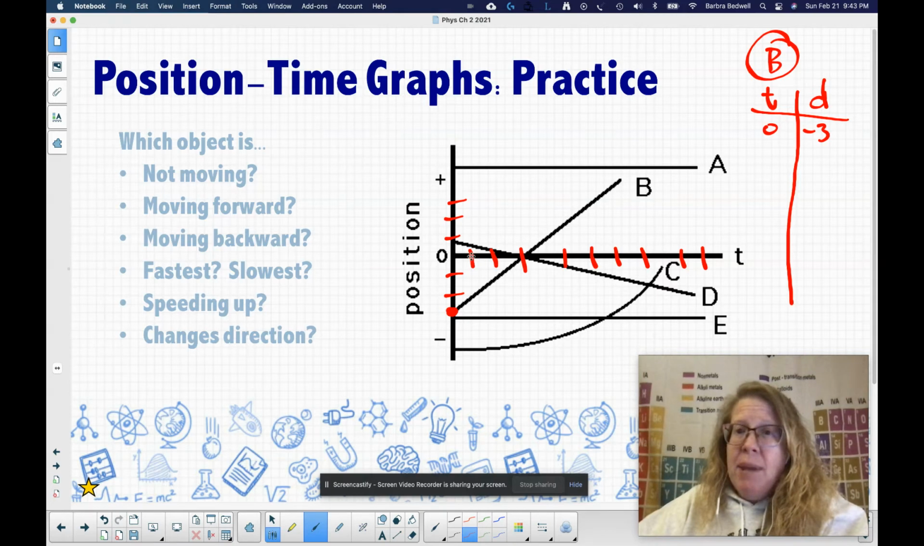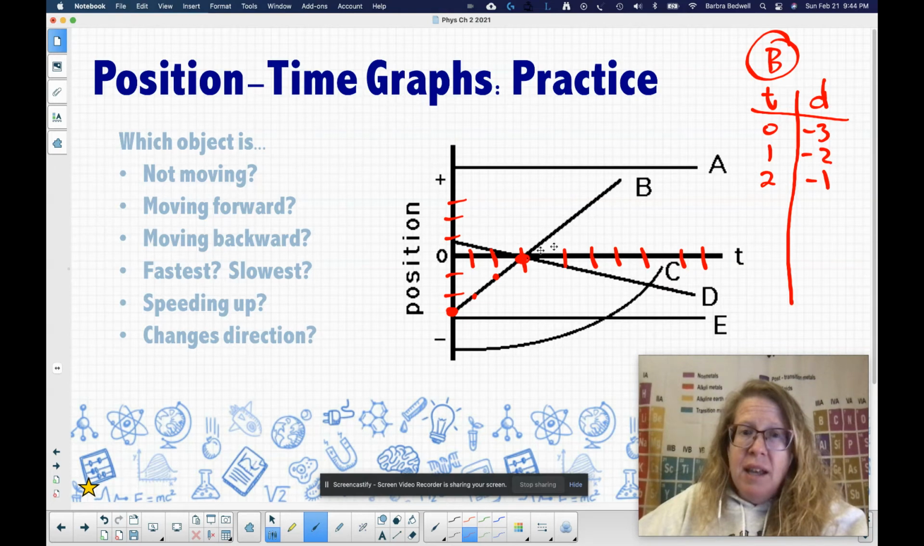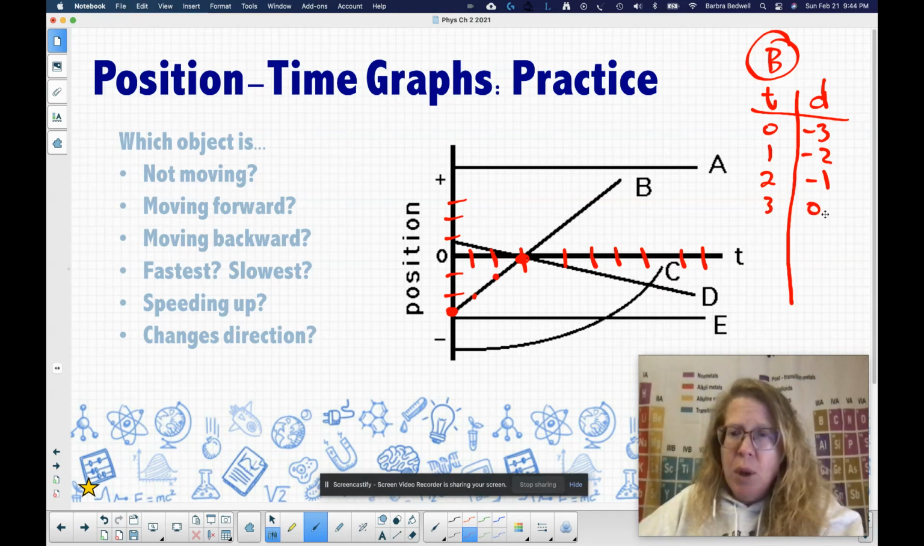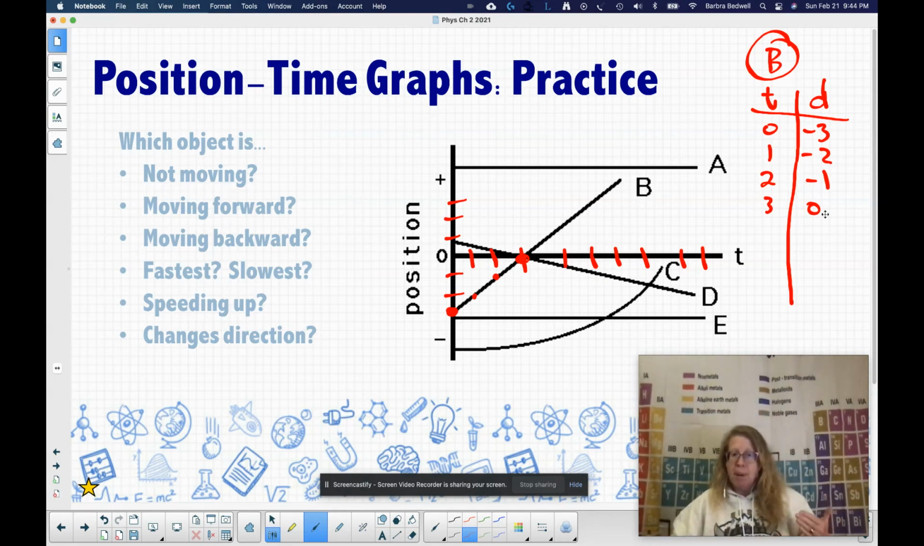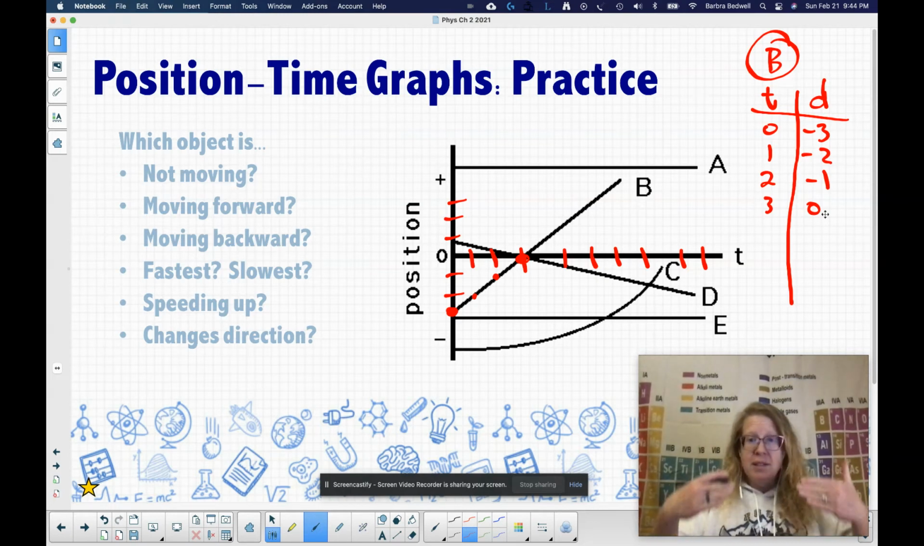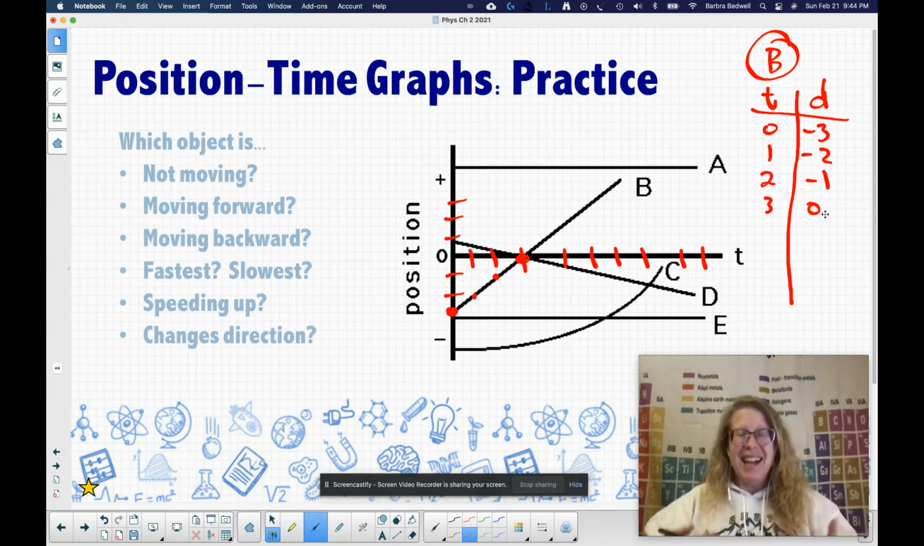So at time equals 1, where is our individual now? Our individual was at -3, and now our individual is at -2, right here. And then at 2 seconds, our individual is at -1. And at 3 seconds, our individual is at 0. Now, what the heck does that mean? That individual started behind the start line and is now approaching the start line, and at 3 seconds gets to the start line.